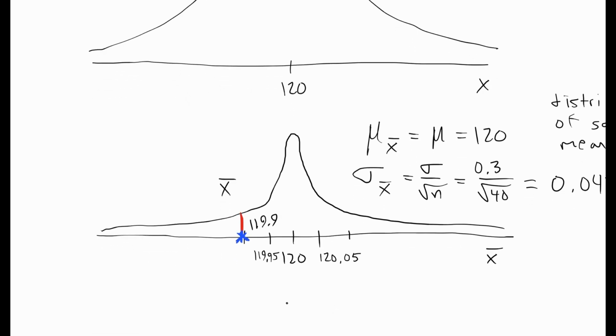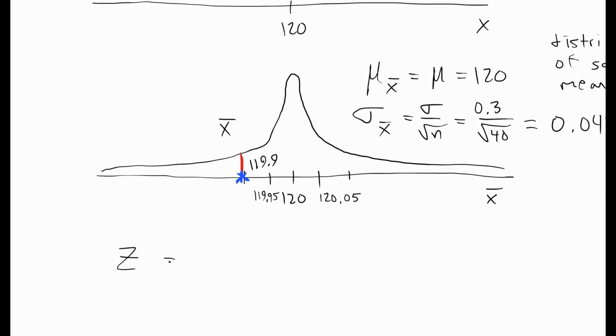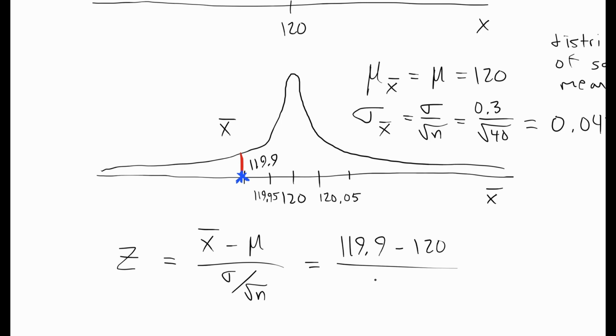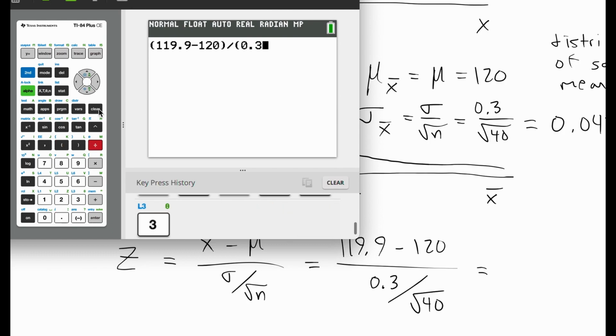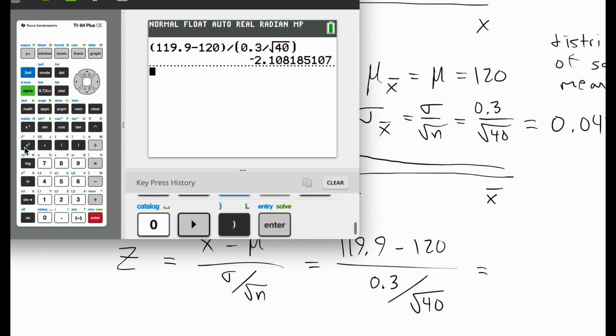119.9. To get its z-score, you want to use the formula for a sampling distribution, which is x bar minus mu over sigma over square root of n. So we do 119.9 minus 120 over the original sigma over the square root of 40. Negative 2.11.